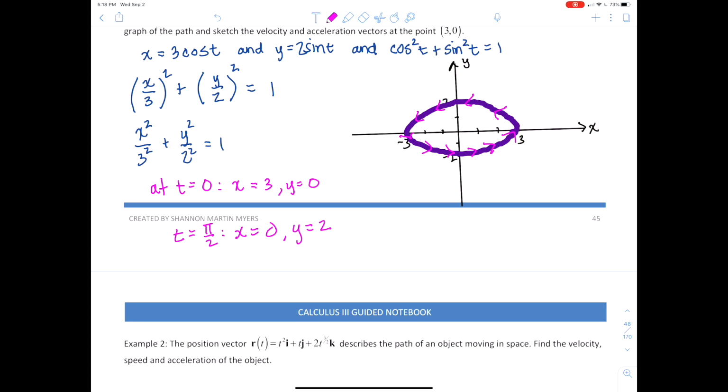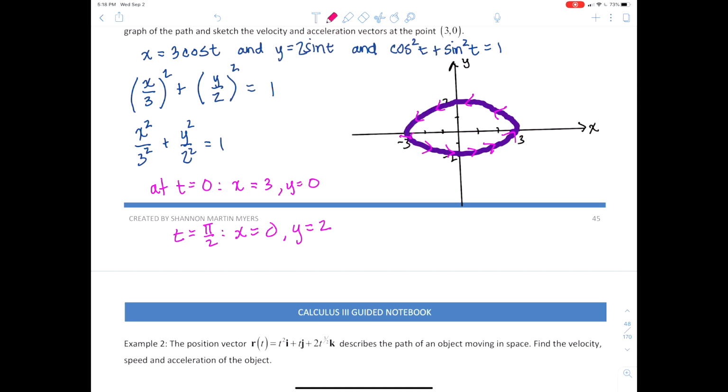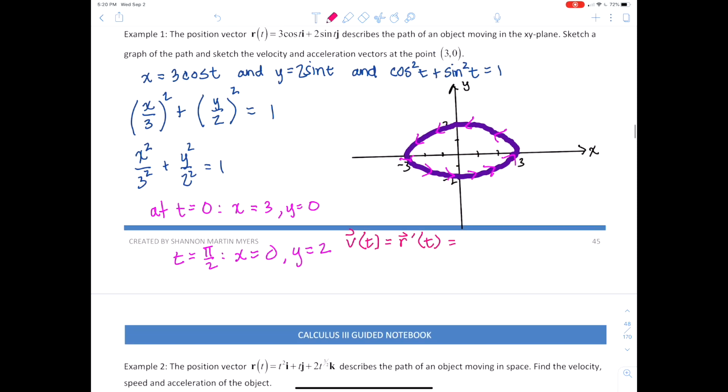Okay, so now let's take a look at our vectors. So here our velocity vector is going to be, remember, r'(t), which is, let's see, -3 sine t times i plus 2 cosine t times j.